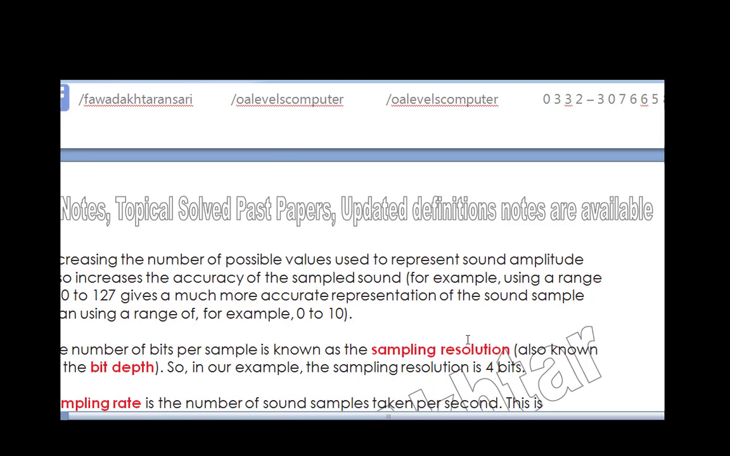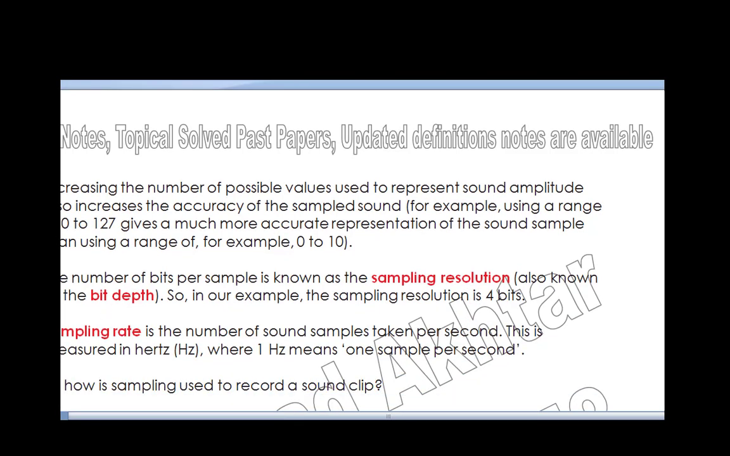Next is sampling resolution. How does it happen? The number of bits per sample, meaning in one sample how many bits do we get, is called sampling resolution. We can also call it bit depth. So in one sample how many bits are there? For example 4 bit, 8 bit, 12 bit. Whatever the number of bits we get in one sample, it is called sampling resolution or bit depth.